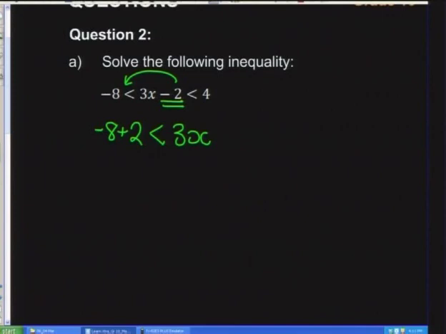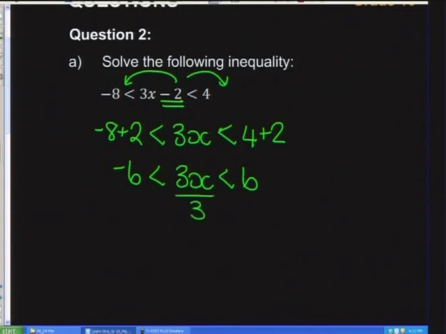But now I have another side to it as well. So if I took my -2 and I moved it to this side, it would become less than 4 plus 2. Okay, all right, so that gives us -6, which is less than 3x, which is less than +6. And what would I do to get x on its own over here? We'd need to divide it by 3. So what we need to do on the one side, we need to do on the other side. All right, so those would cancel, leaving us with -2, which is less than x, which is less than +2.